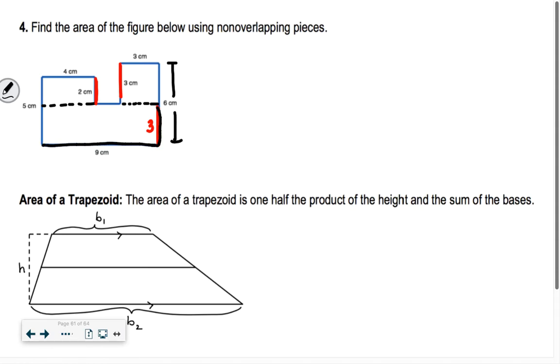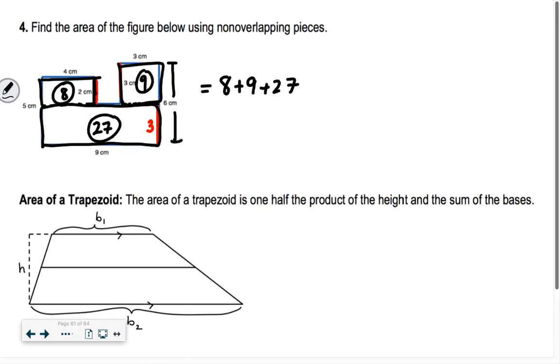So let's do this first area. What's this first area on the bottom one? 27, right? 9 times 3. What about the top left? 8. 2 times 4 is 8, yep. And then what about the right one? 9. So we add them together, so we have 8 plus 9 plus 27. So our total area is 17 plus 27, which is 44. So 44 centimeters squared.